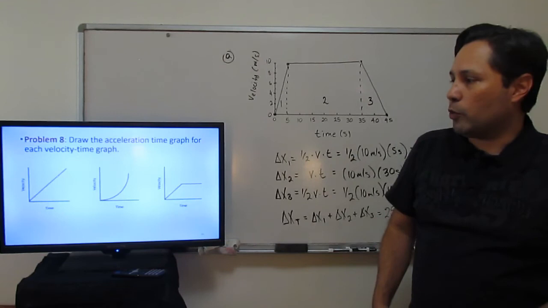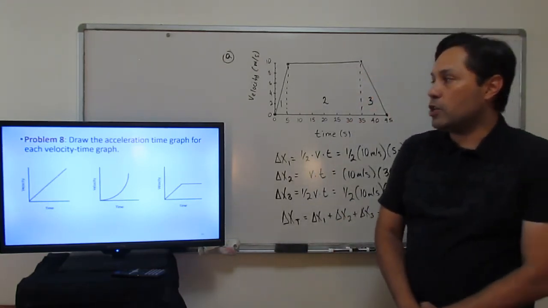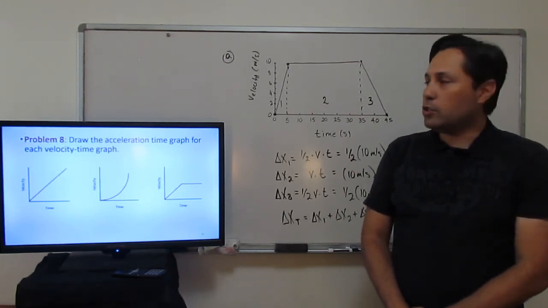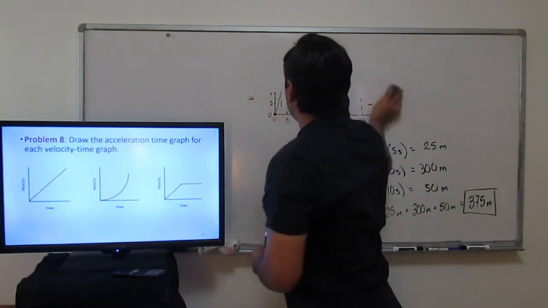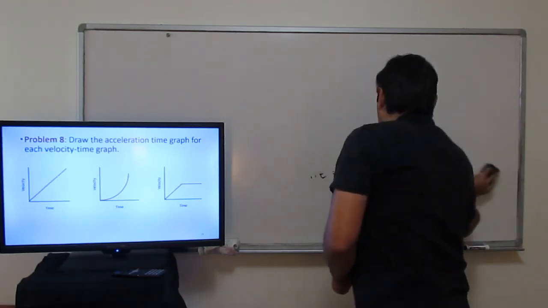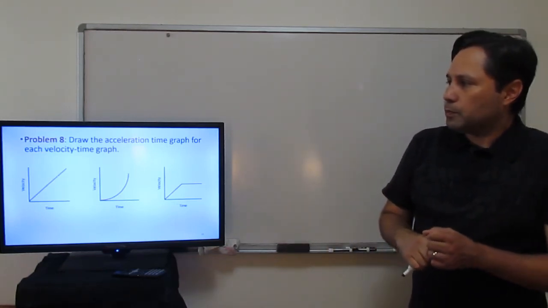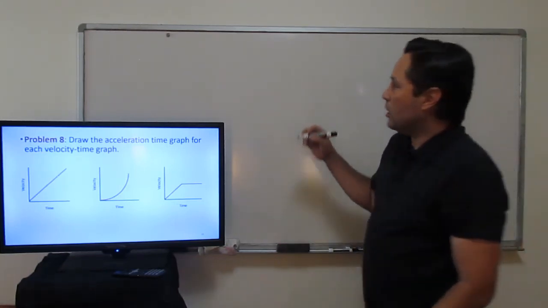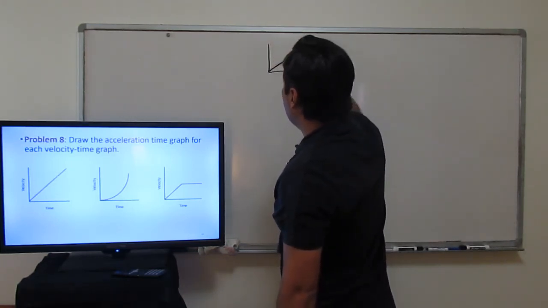This one will be problem number 8, and it is the last one for this section. It says, draw an acceleration time graph for each of this velocity time graph. Alright, so let's do those. So, they give you the velocity, and they want you to interpret, okay, from there, what will be the acceleration?